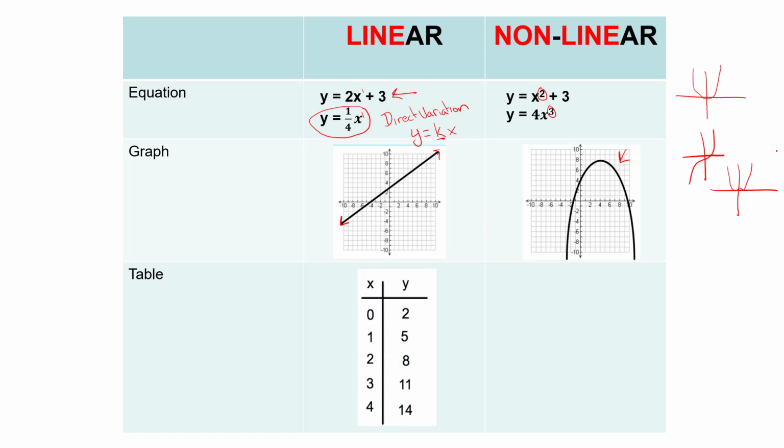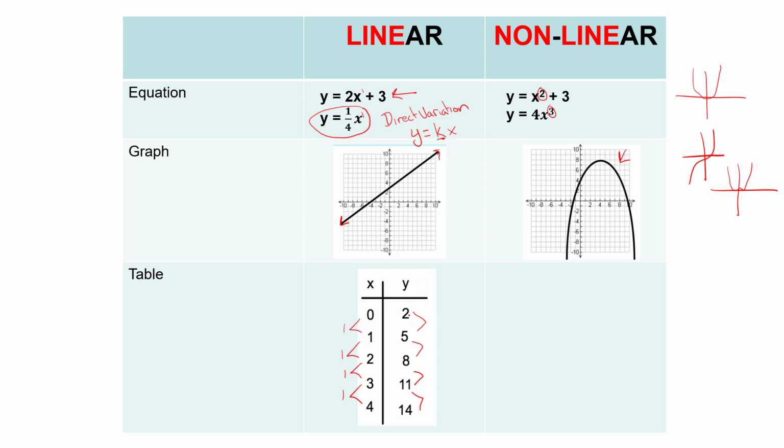Now, linear in a table. It's important that when we get a table, we verify that it is or is not linear. And we can do that real quick and easy by looking at our changes in our x's and our changes in our y's. So I'm going to start with the changes in the x's. 0 to 1 is a change of 1. 1 to 2 is a change of 1. 2 to 3 is a change of 1. 3 to 4 is a change of 1. Yes, we have equal intervals over here because we increase by 1 each time.